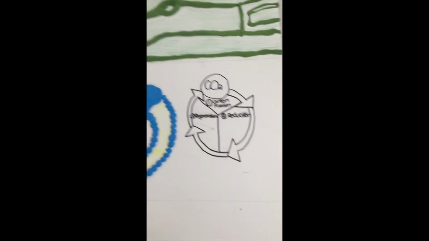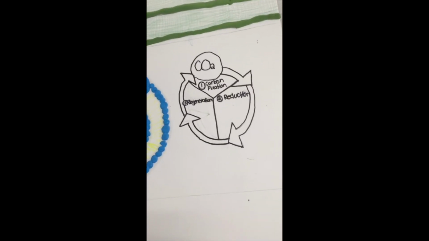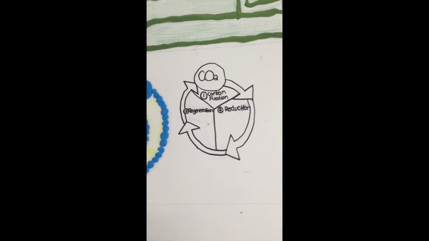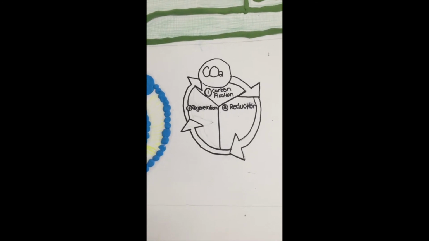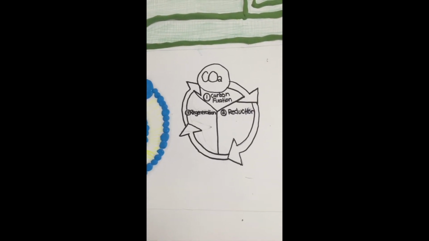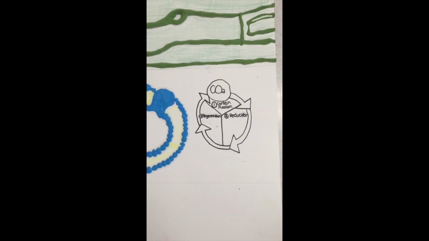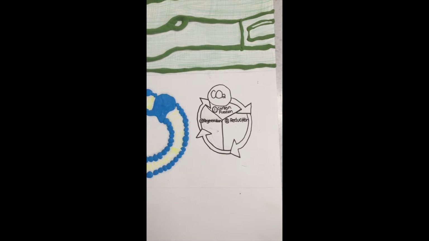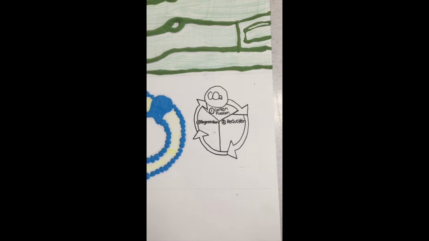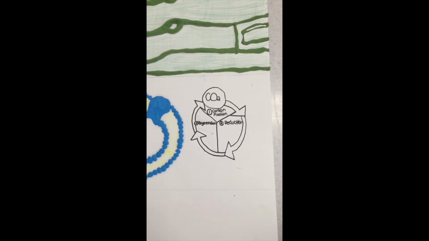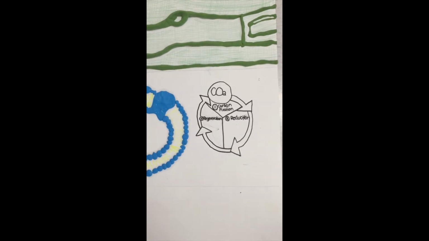Step 2, reduction. The newly formed 3-carbon compound is in a low energy state. To convert to a high energy state, they are first activated by ATP and then reduced by NADPH. The result is PGAL, glyceraldehyde 3-phosphate. In their reduced high-energy state, some of the PGAL molecules leave the cycle and may be used in glucose. The remaining move to the 3rd stage.